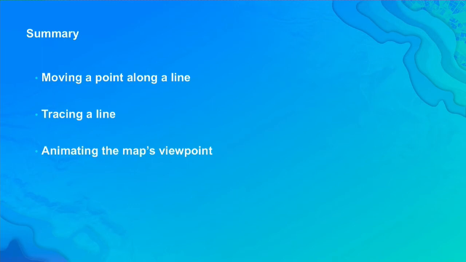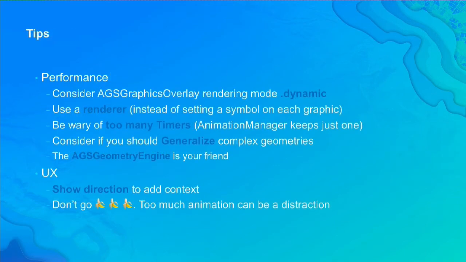So, brief summary, we've seen moving a point along a line, and we saw tracing a line, and we saw how that was actually the same thing. We're just doing a slightly different thing with the output of the animation. We also saw animating the map's viewpoint. Some tips for you if you're going to be doing animation.